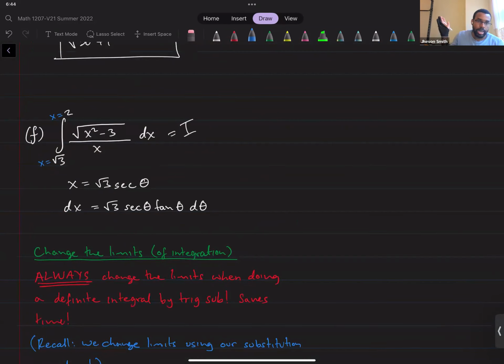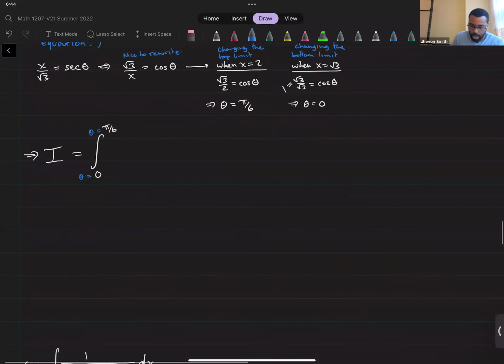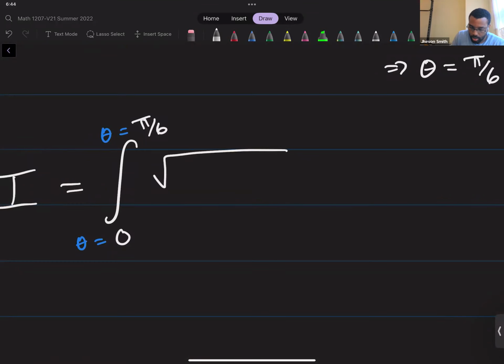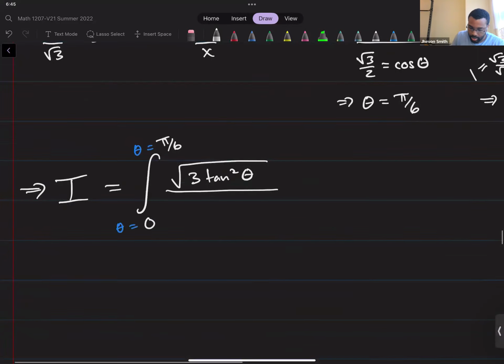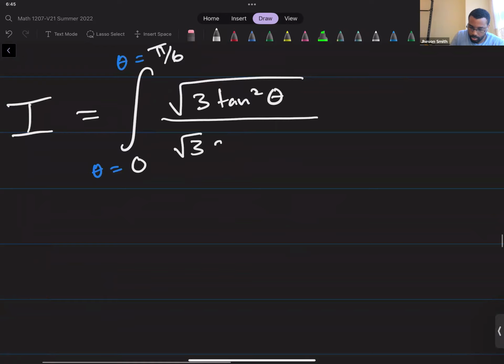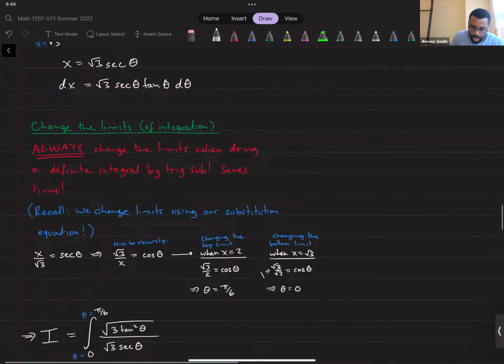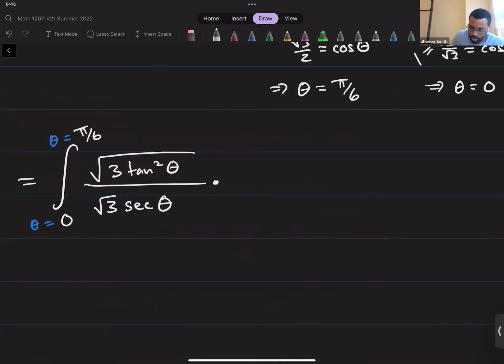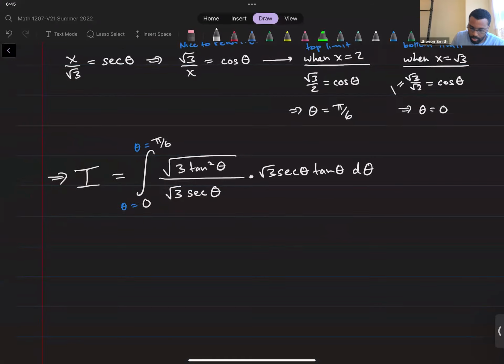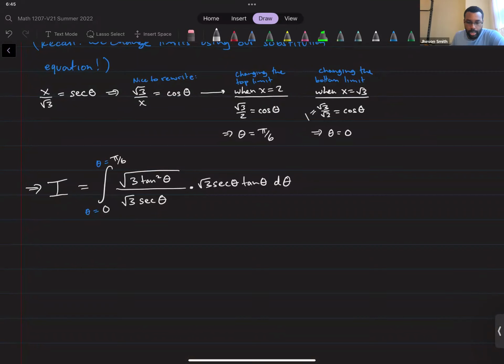So I know in this case, if I plug in x equals rad 3 secant theta, what's under that radical is going to end up being 3 secant squared minus 3, which ends up going to be 3 tangent squared. So I'm going to end up with 3 tan squared under the radical. In the denominator, I have x, and my x is rad 3 secant. Then I have my dx, and my dx is rad 3 secant tan. So when I go and I plug everything in, that's what I'm going to get.